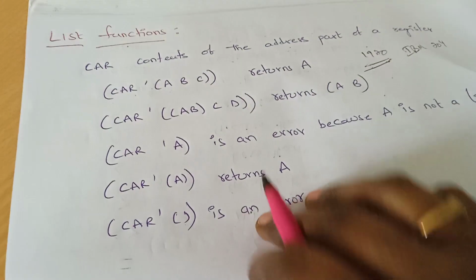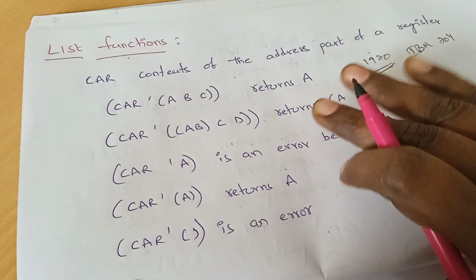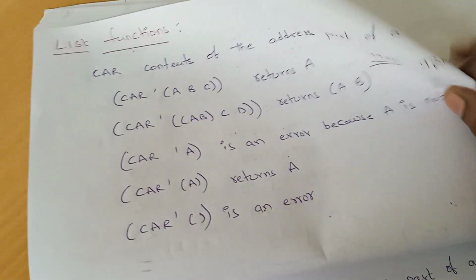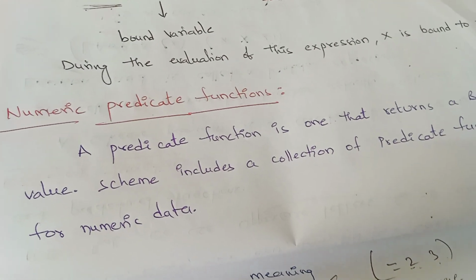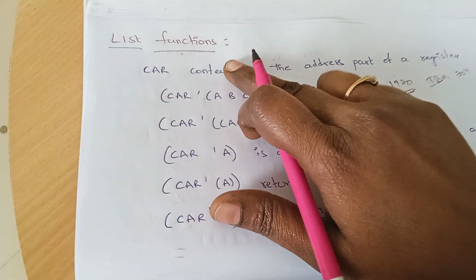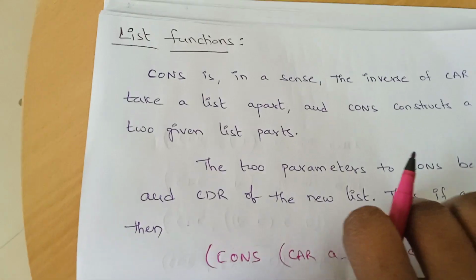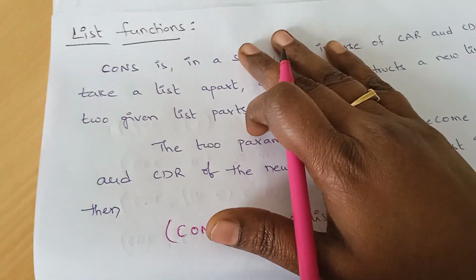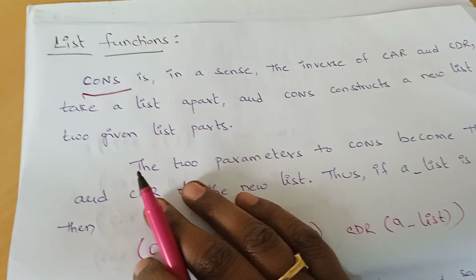Hello everyone. This video is a continuation of the last video on Scheme. In the Scheme programming language, we learned about several kinds of functions the language supports. Part of it, we discussed list functions, which are CAR and CDR. In this video, I want to continue with the other list function, which is CONS, C-O-N-S, CONS.